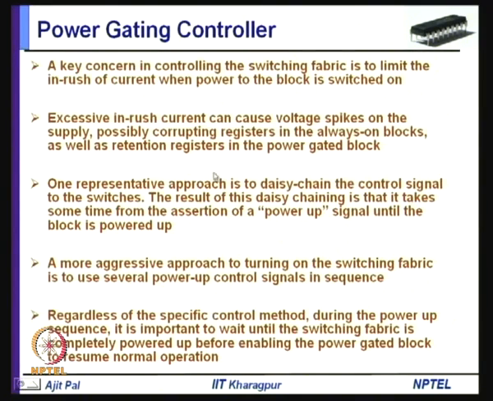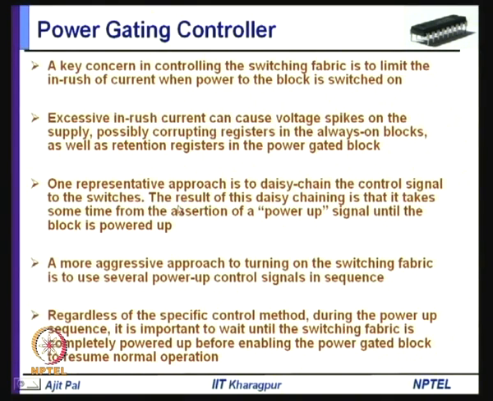Let us now come to the power gating controller. A key concern in controlling the switching fabric is to limit the inrush of current when power of the block is switched on. An excessive inrush current can cause voltage spikes on the supply, possibly corrupting registers in the always on blocks as well as retention registers in the power gated block.